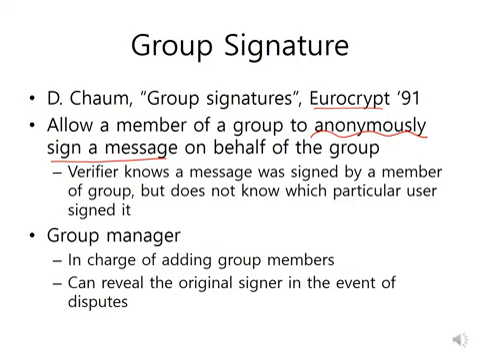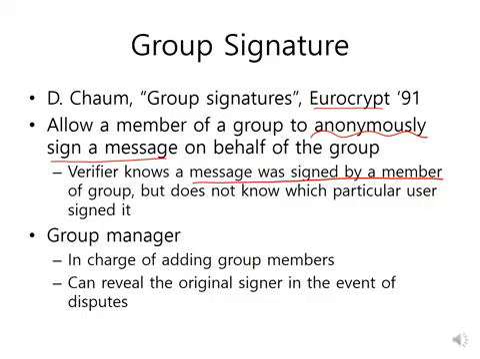It means that any member in the group can sign the message, but can remain anonymous. So the verifier only knows the message was signed by some member in the group, but the verifier does not know which particular user actually signed it. So this is an anonymous signature.